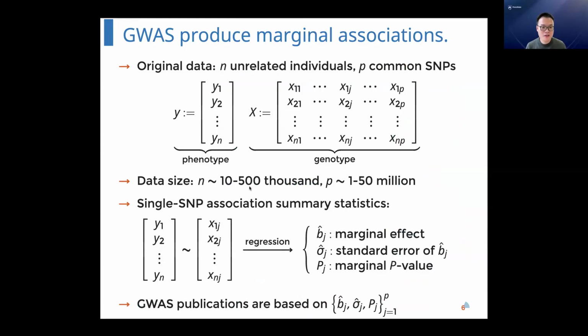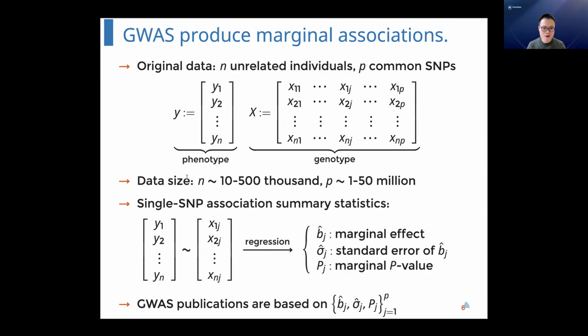And then the genotype data can be organized as an n by p matrix, where n indicates the number of individuals again, and p indicates the number of SNPs we analyze in a study. Typically N ranges from 10 to 500,000 these days, and P ranges from 1 to 50 million. So if you're looking for a big data example, GWAS is a very good place to start.